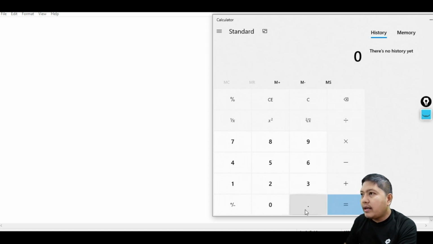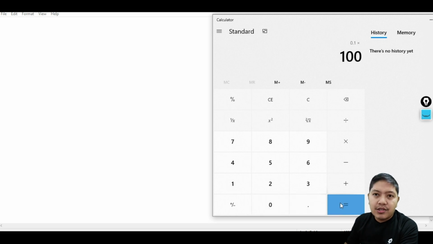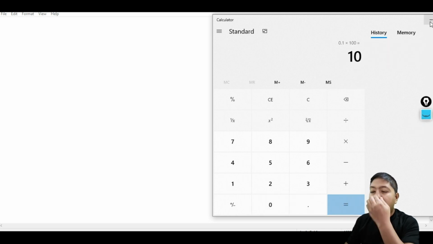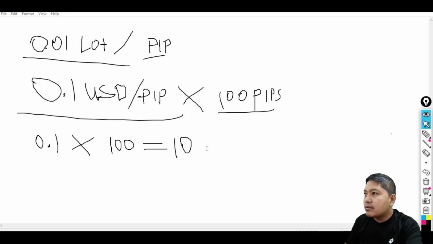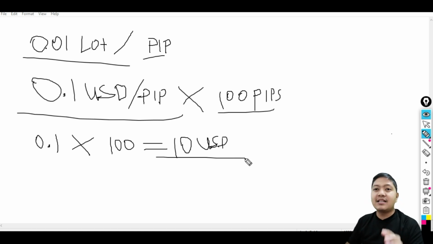That is 0.1 multiplied by 100. You have $10, right? So it's possible that you have a $10 loss USD from this particular trade, right? That is good enough, right?